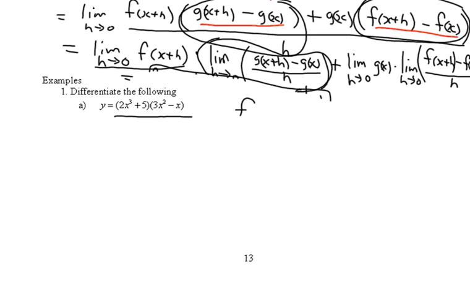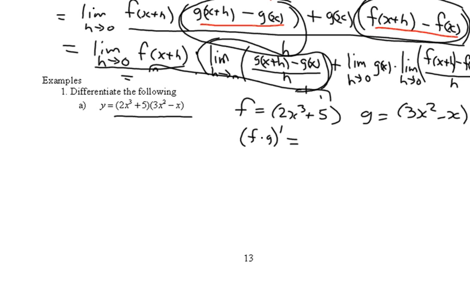So what we will define, our f will be 2x cubed plus 5, and our g will be 3x squared minus x. Okay. So now we've defined our f, we've defined our g. What does the product rule look like again? What's the derivative of f times g again? Well, we just learned the formula. It's f prime g plus f g prime, right? So it's a very easy formula to memorize.